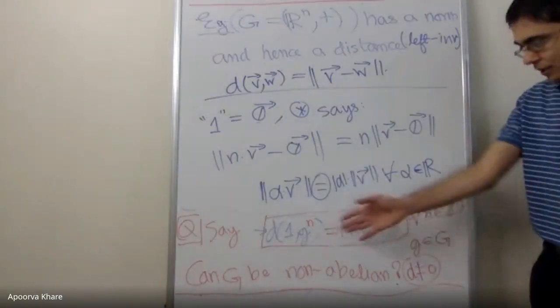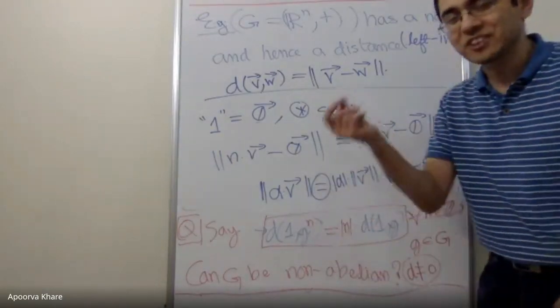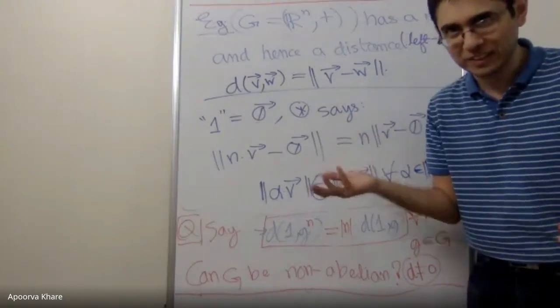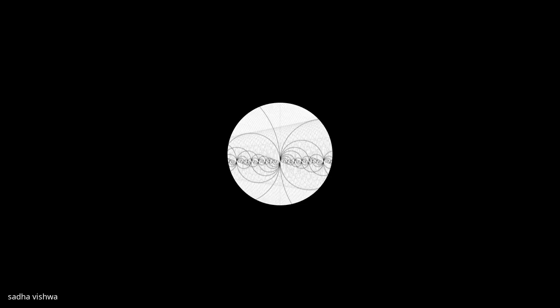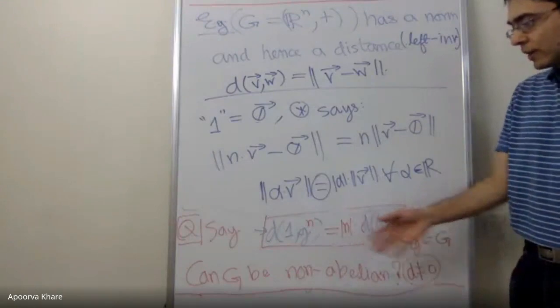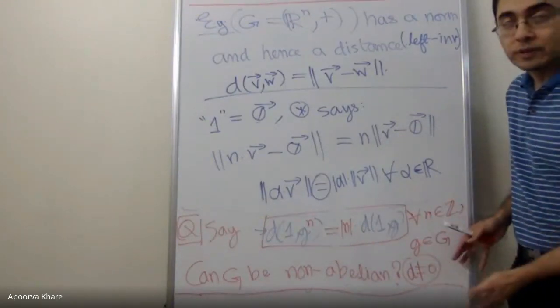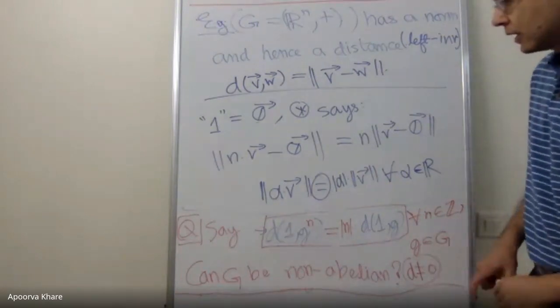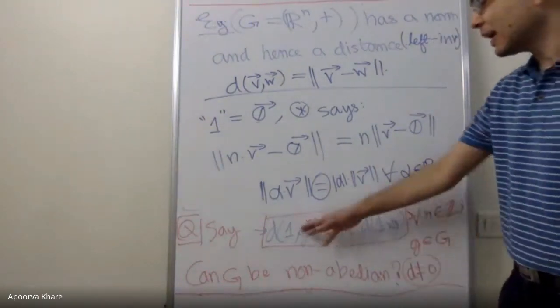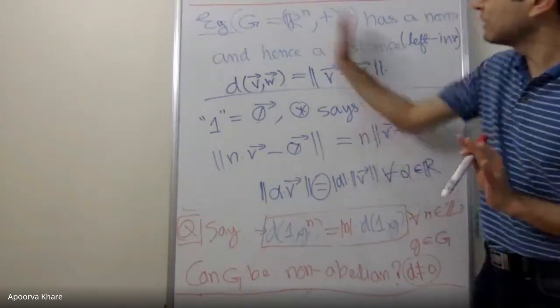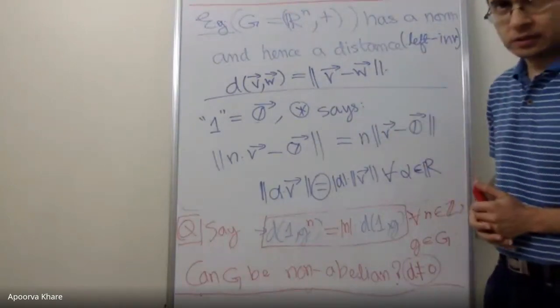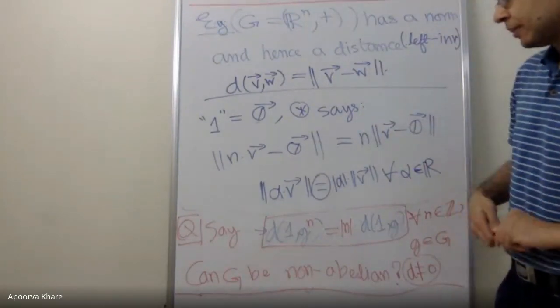So the question is, can G be non-abelian? And by the way, of course, the group with one element is abelian. So, yes, still an abelian example. So we want to understand, is there a non-abelian example where, of course, the metric is not always zero, so the group is not just a singleton, and where this condition is satisfied and it is left invariant. So again, I will assume that it is left invariant. So that is the question.